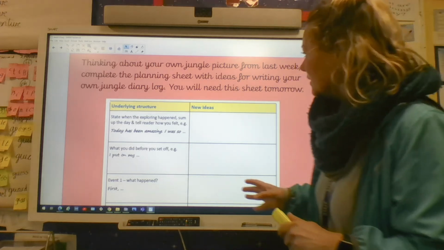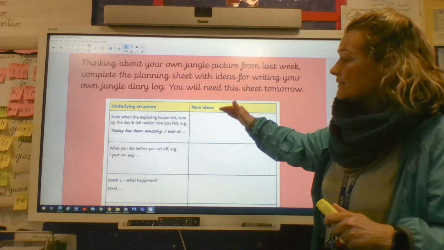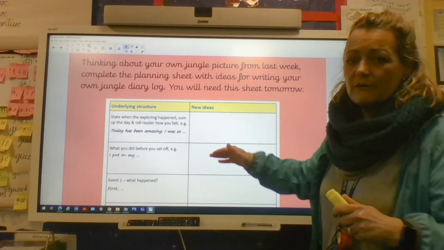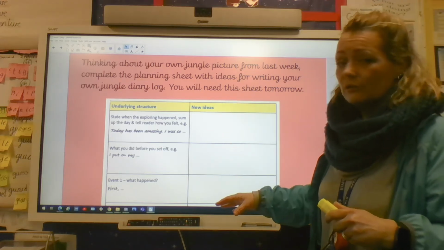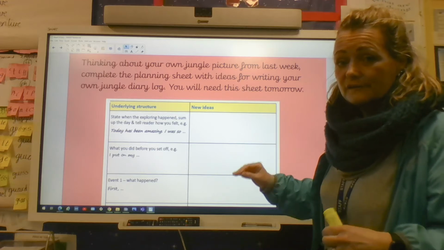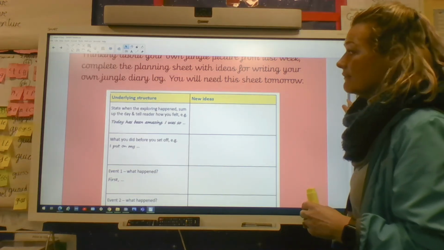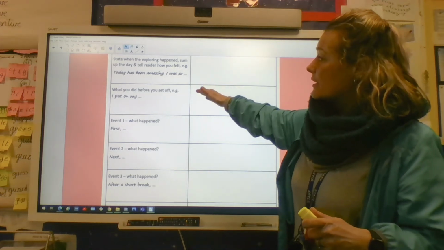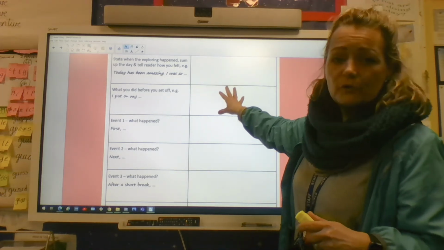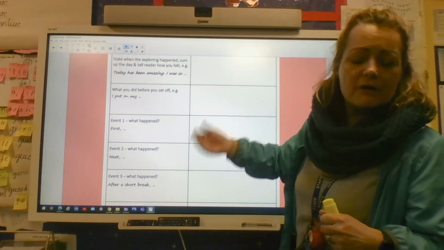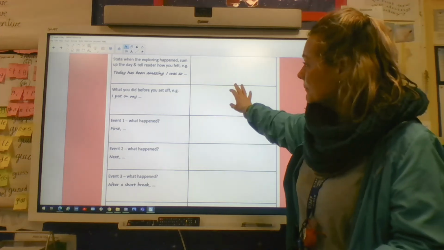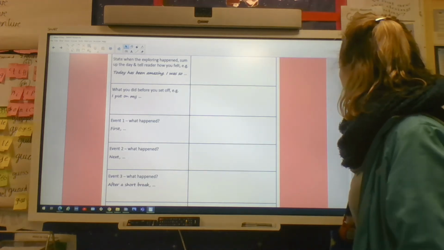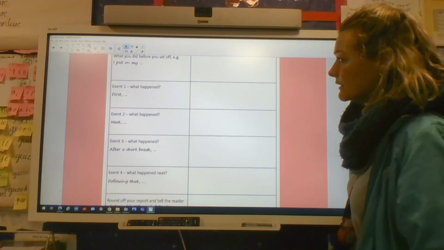So this planning sheet really is encouraging you to follow and copy what the explorer has done in his jungle log. So we are going to follow the same format with an opening paragraph about starting the day. Then we're going to say, what did we have to do before we set off? Well, I needed to remember to pack my rucksack, take a water bottle, or whatever that might be. Then we move into our events. We've got 4 events. So these are just the main things that happened whilst we were exploring.